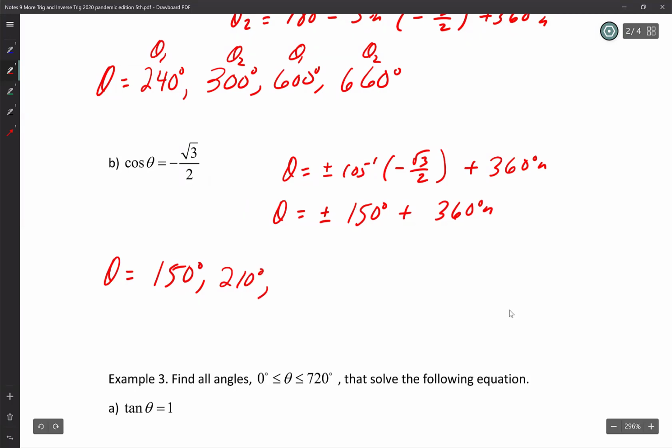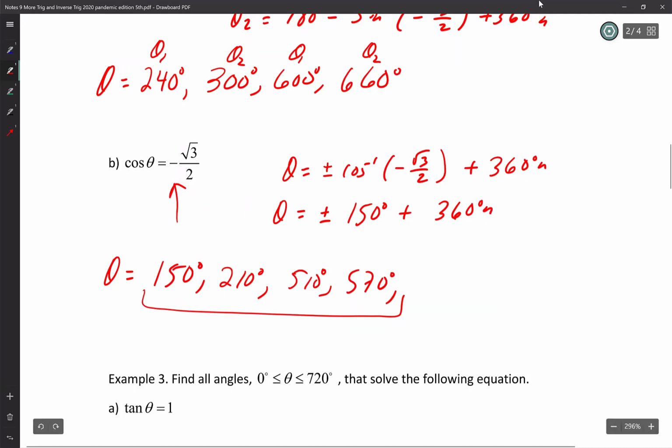And then you're going to just keep going. 150 plus 360, 510. And then 210 plus 360, 570. And I think that's it. If I take 510 and I add 360, I'm above the domain. So all of these answers will give me negative square root of 3 over 2.